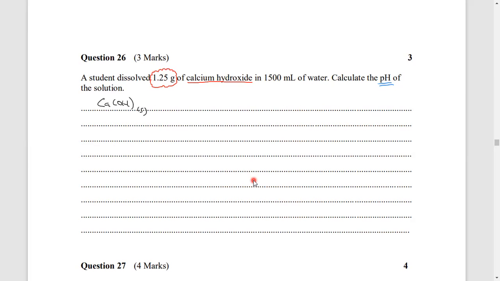Why do you even have a pH? Well, because it will then dissociate as a strong base to calcium ion and hydroxide ions, 2 of them in fact. And because it forms hydroxide ions, then it's going to have a pH, because pH basically measures H plus or OH minus ion concentration. Now keep that in mind, it's related to concentration, right?